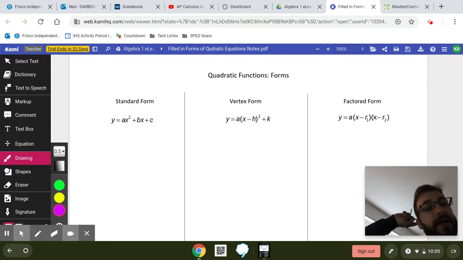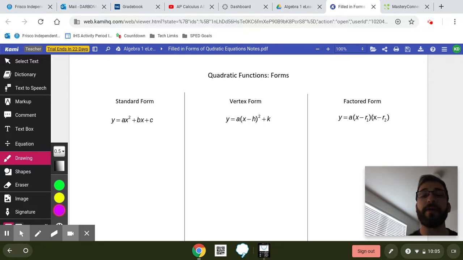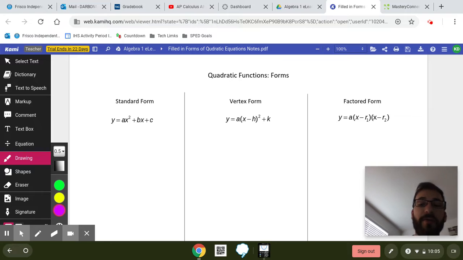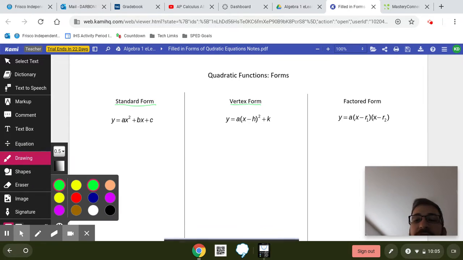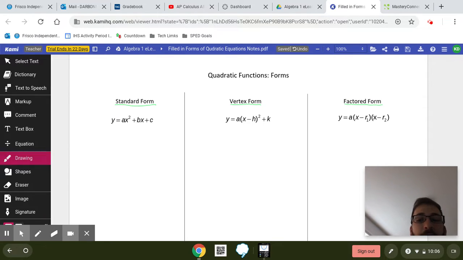So today we're going to be talking about our different forms of quadratic equations. Last week we talked about the different key features, kind of our key vocabulary for quadratics. This week we're going to be talking about the different types of equations that you could run into. There's three main types: our standard form, our vertex form, and our factored form. Each of these is going to be useful for showing us different key features that the other ones aren't going to be able to show us.